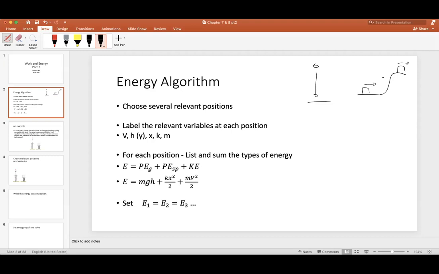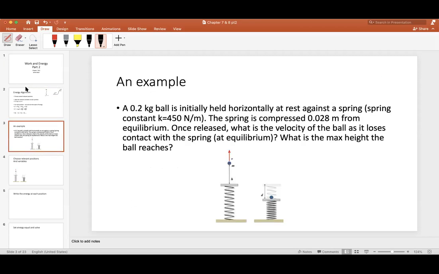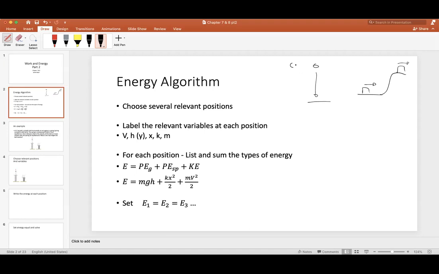The first thing we do is we choose a couple of positions that are relevant to us. And by relevant, I mean, if I'm asking you for the final velocity, then the initial position where it began the motion and the final position are relevant. If it's like how fast is it going to go when it gets to the top of a hill or the bottom of a hill or whatever. So you choose the positions that you care about, that you're seeking to find out something about the motion at that position. And then we make sure and we label anything relevant.